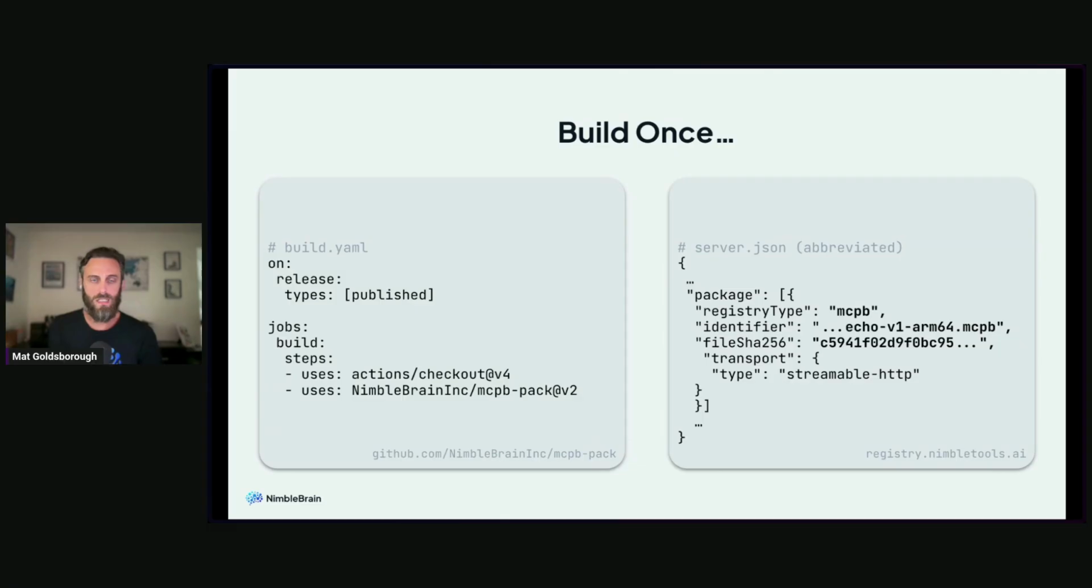On one hand, it's a simple YAML file that goes into your GitHub CI. On the release, we build the bundles, we push multiple architectures. Inside of the registry, the registry team pushed out support for MCP-B bundles. We have basically a fully qualified URL to the format. And this is our abbreviated server.json that you'd see on the right.